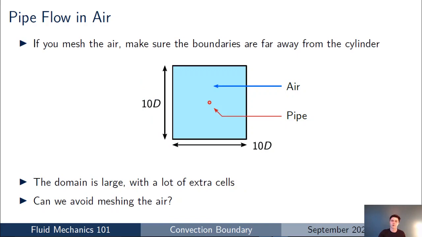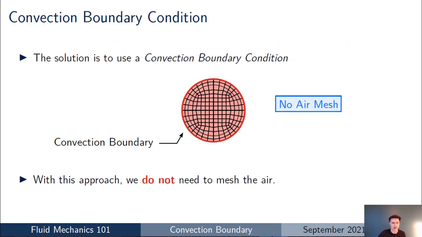What can you do to avoid meshing the air around your CFD domain? Well, the trick is to use a convection boundary condition. If we use a convection boundary condition, we go right back to the original problem where we only have to mesh the hot flow moving along the pipe inside our CFD domain, and we just apply the convection boundary to the external walls that are in contact with the air or the surrounding fluid. With this approach, we don't have to mesh that surrounding fluid, so our calculation is probably going to be more stable and a lot quicker to run because our cell count is a lot lower.